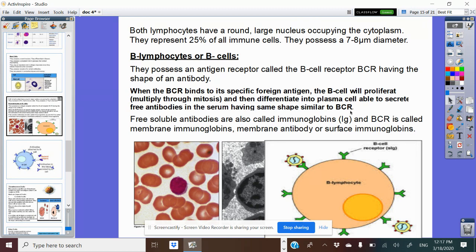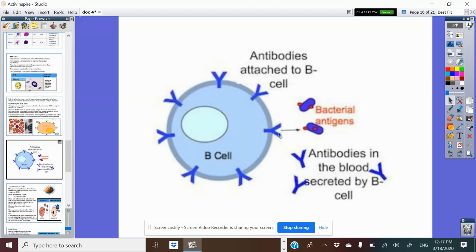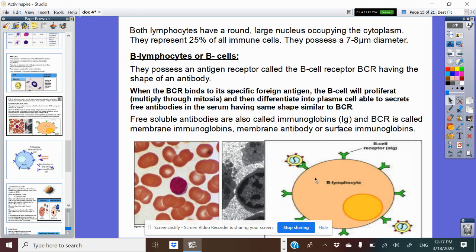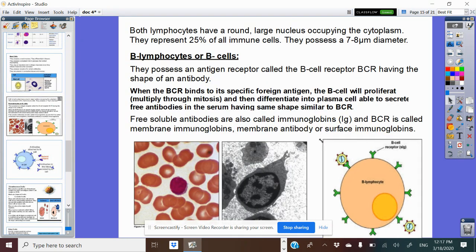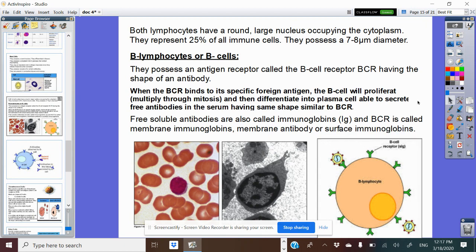Then it is going to differentiate into a cell called a plasma cell or plasmacyte that will secrete free antibodies in the serum. Notice that these antibodies will have the same shape as those on its membrane. That's to say, the free antibodies secreted by a plasma cell have the same shape and the same antigen specificity as those connected to its surface. Then those antibodies are going to bind freely in the serum or in the plasma to the antigens that have invaded the body.